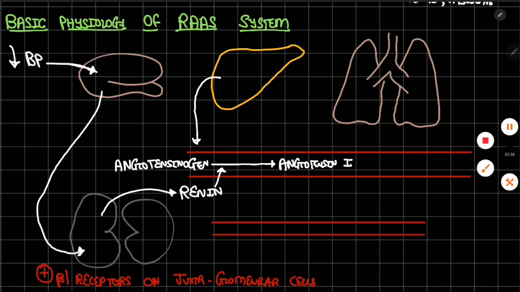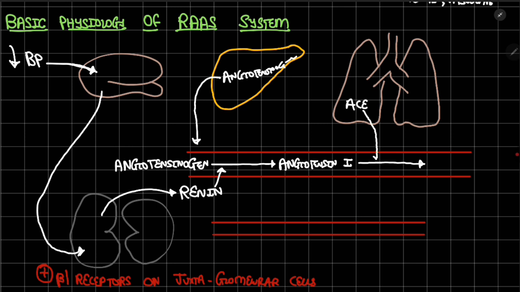Now we have another enzyme on the surface of the lung parenchyma, named the ACE enzyme. I will write the short form, ACE. This ACE enzyme is present on the surface, and it will carry out a reaction to convert this angiotensin 1 to angiotensin 2.